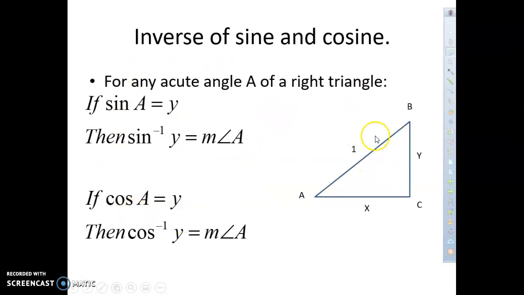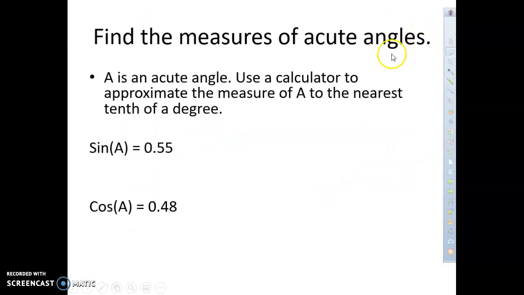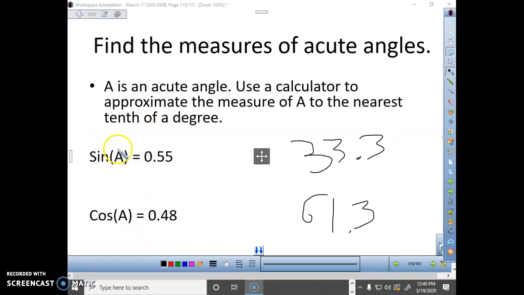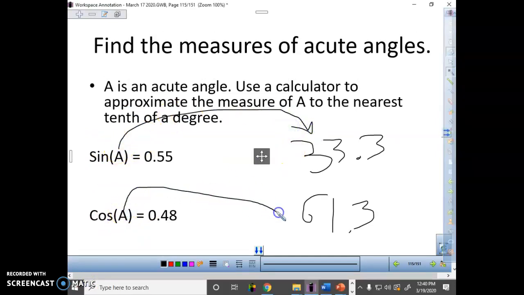We've basically done these already. Just like tangent has an inverse, cosine and sine also have inverses. Find the measures of acute angles. Use your calculator to approximate. We've done this already. I know you can just type these into your calculator and do them now. Inverse sine, inverse cosine. Turns out angle A is 33.3 and angle of cosine A is 61.3. Just calculator problems. Let's keep going.